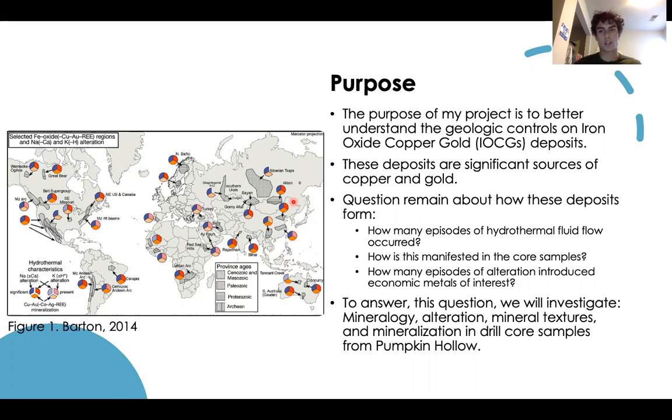So to answer this question, I'm going to investigate the mineralogy, some of the alteration on the deposit, mineral textures, and mineralization in drill core samples. And to the left, you just see a little figure, and this is just the global distribution of iron oxide copper gold deposits throughout the world.